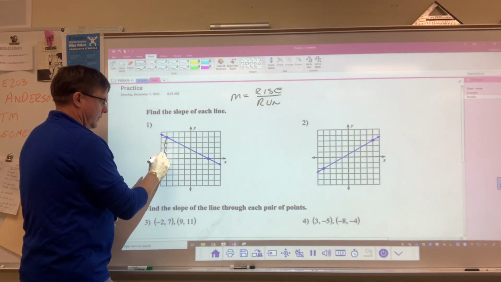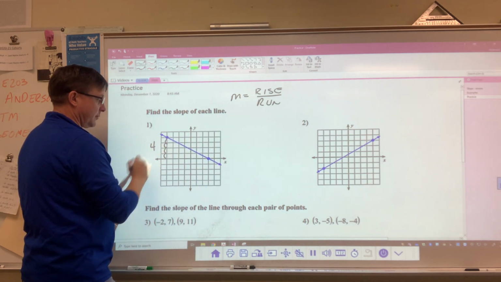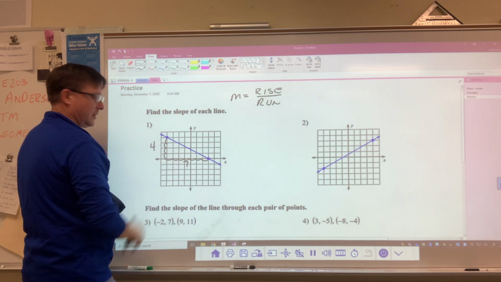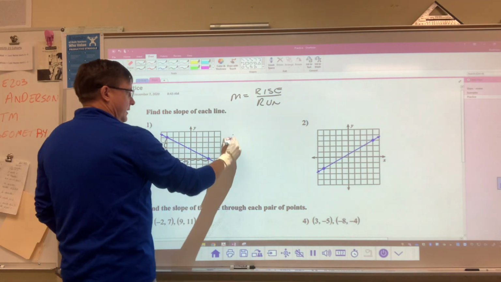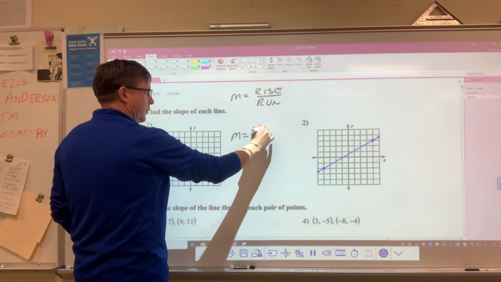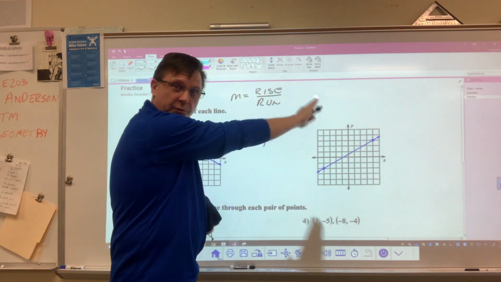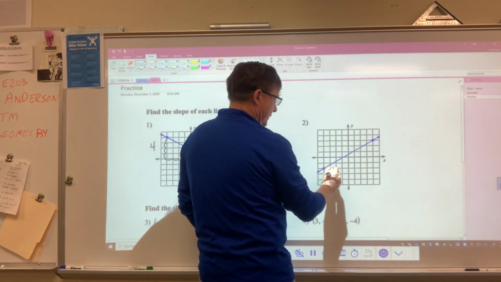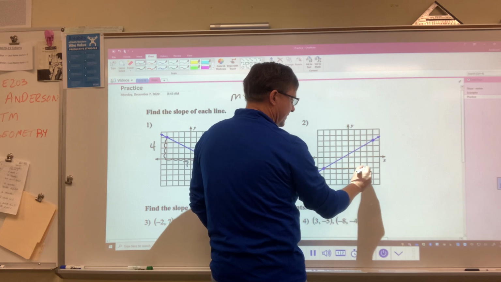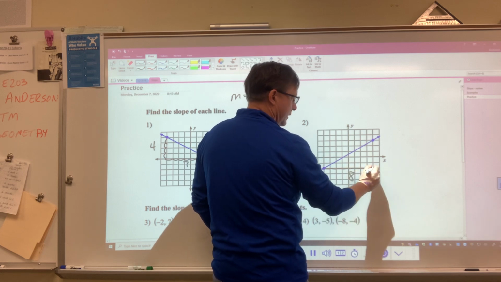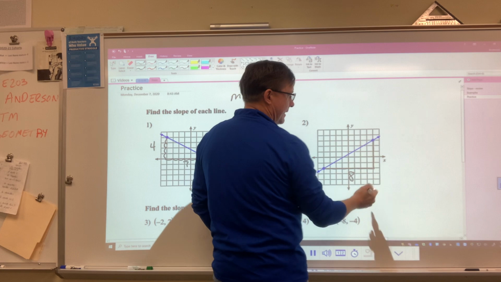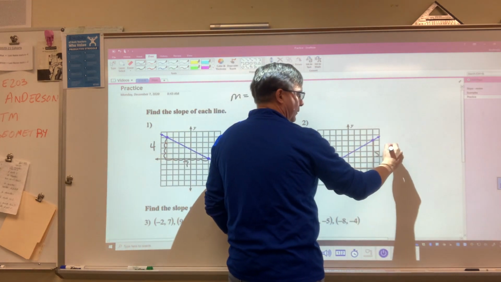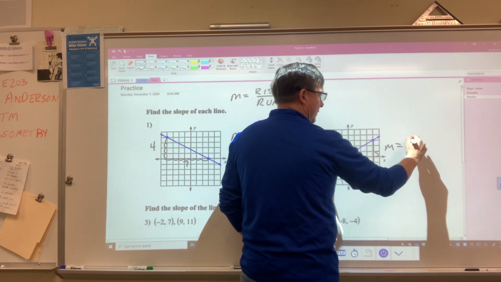1, 2, 3, 4, down 4, which will be negative. 1, 2, 3, 4, 5, 6, 7, positive 7. It's downhill, so it's negative 4/7. Over here, number 2 is uphill. It's going to be positive right away. I know it's positive. 1, 2, 3, 4, 5, 6, 7, 8 for the run. 2, 3, 4, 5 for the rise. And again, this is the time we count. It's positive. I don't have to put the plus sign. So how about positive 5/8?